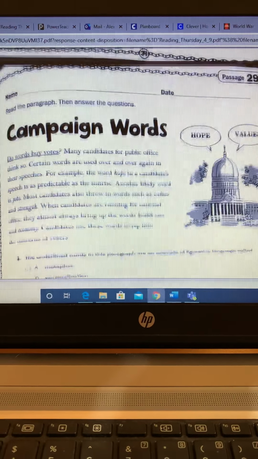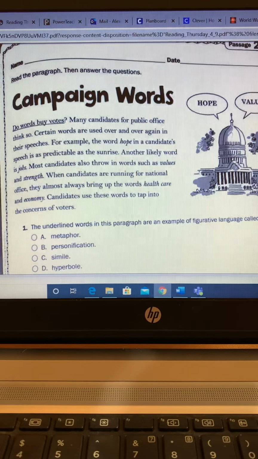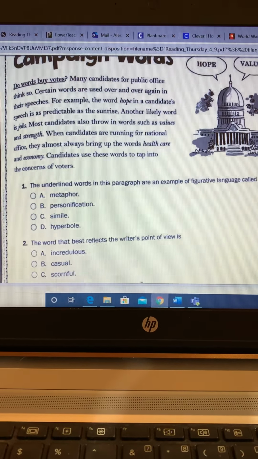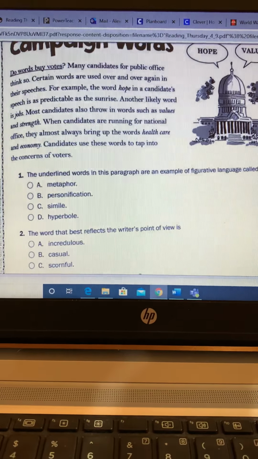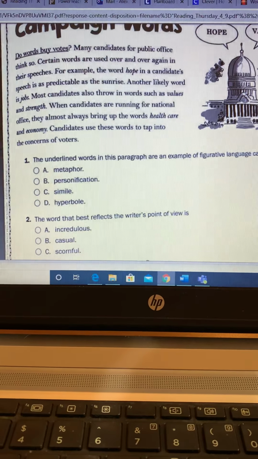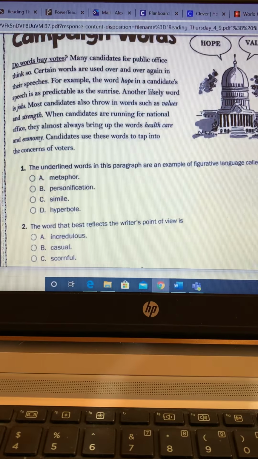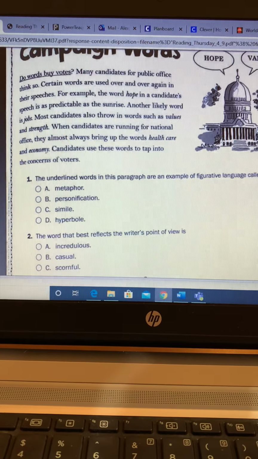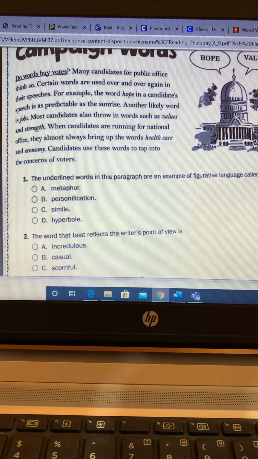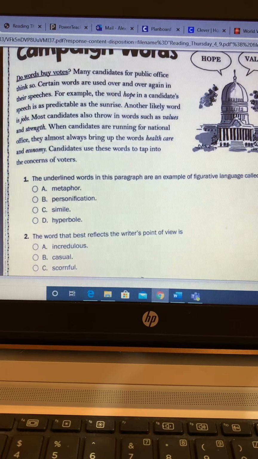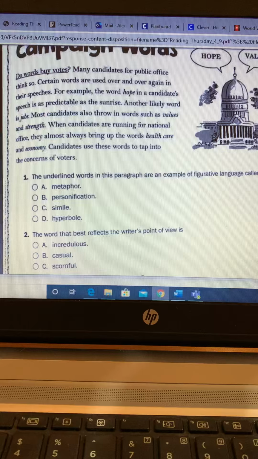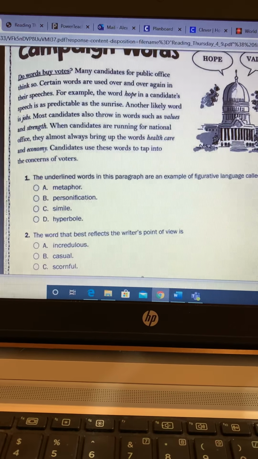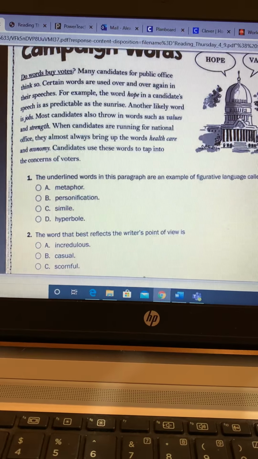All right, the next reading is Campaign Words. And the first question has to do with figurative language. So remember, metaphor, that is comparing 2 things without using like or as. Personification, that is when you're giving a non-living thing a human-like quality. Simile is comparing 2 things using like or as. And then hyperbole is an exaggeration.